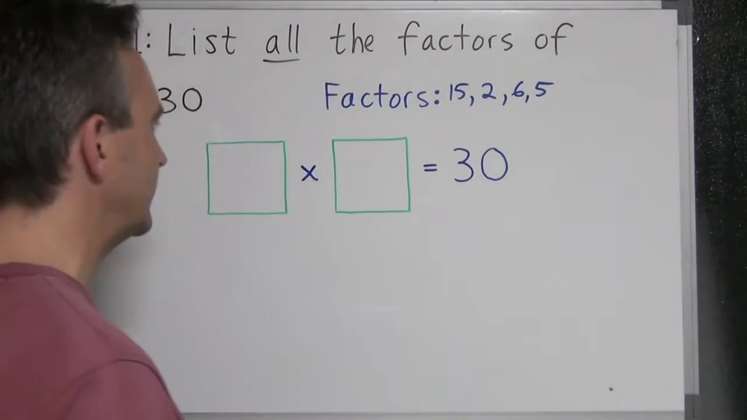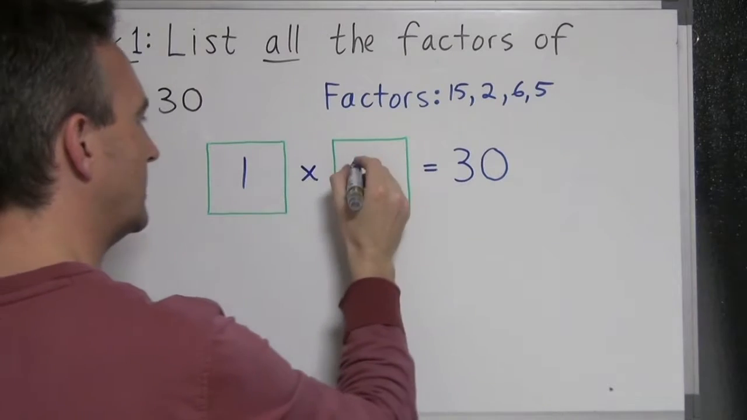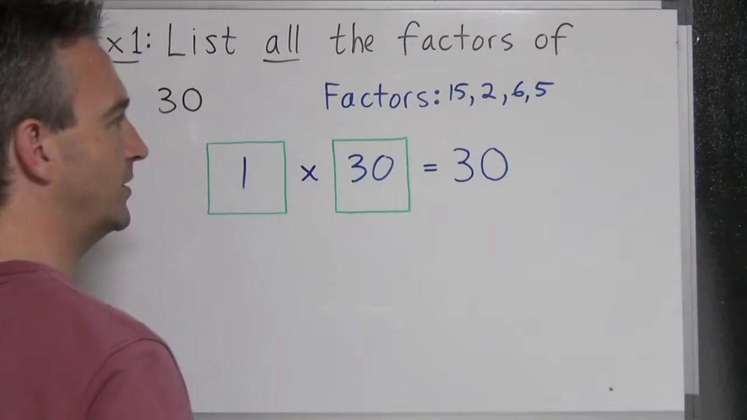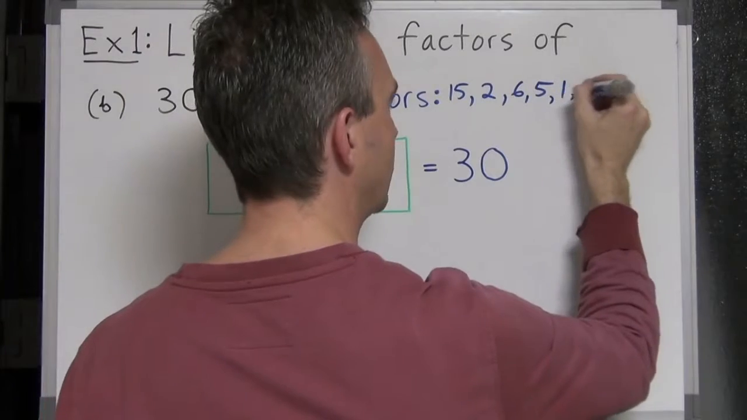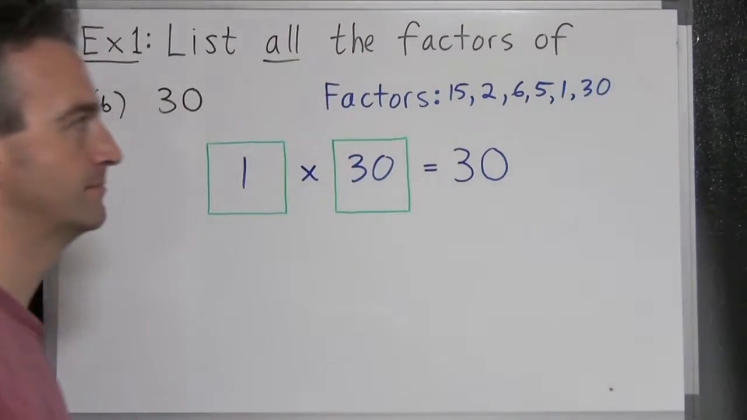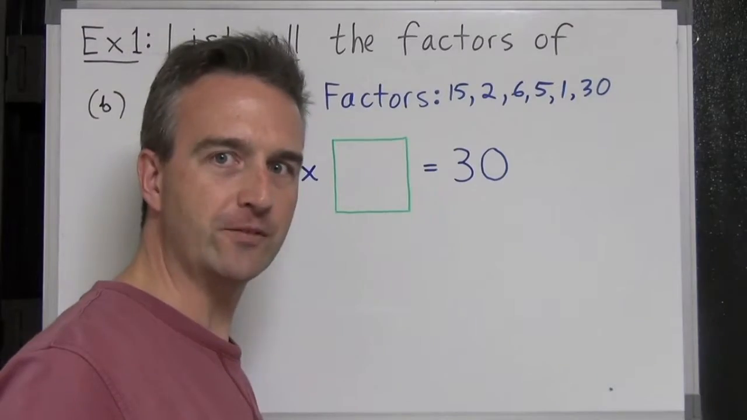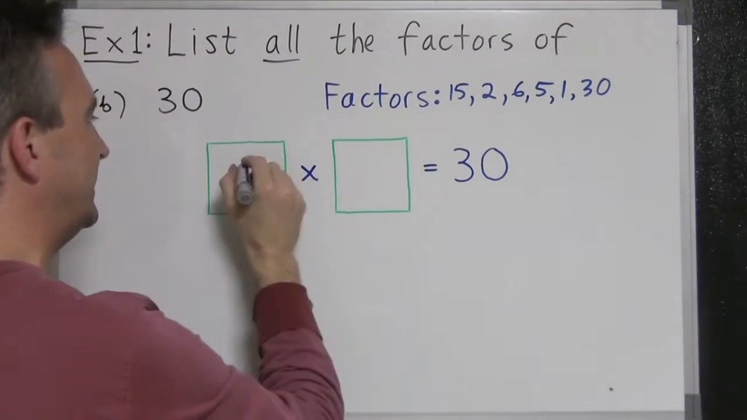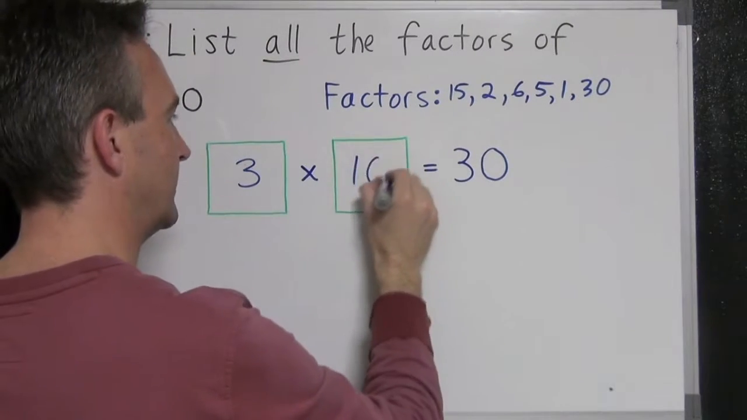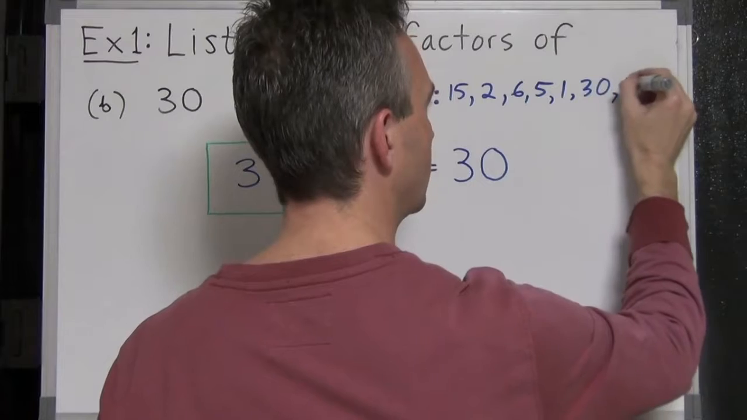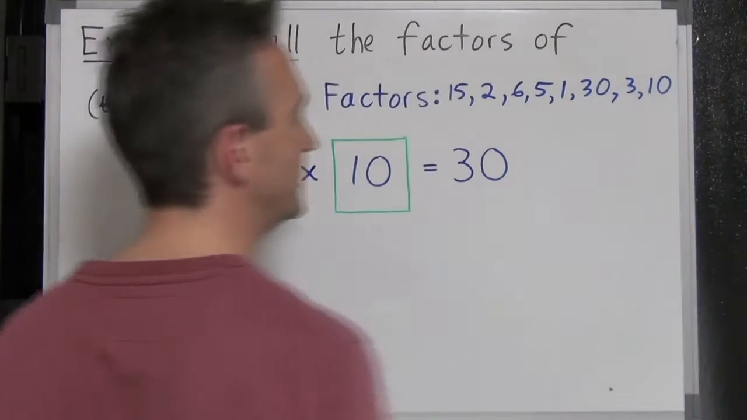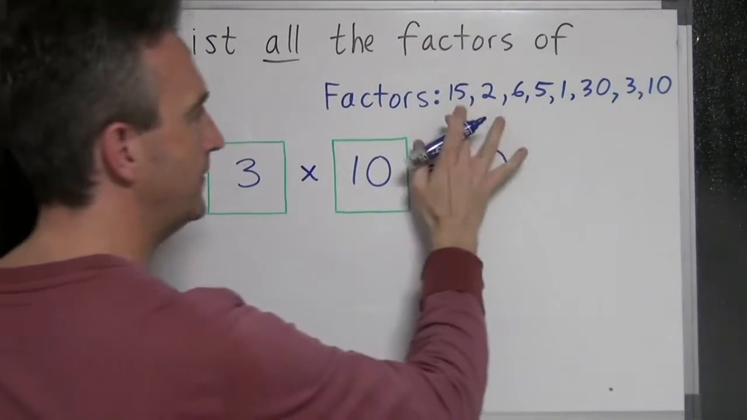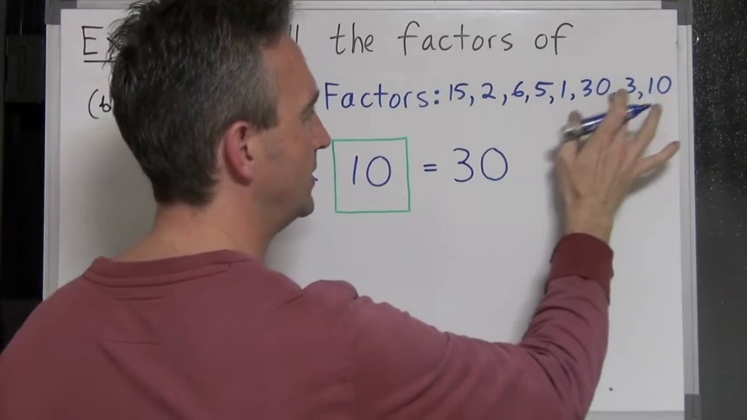I think that's about it. I guess we're going to default now to 1 times 30 is 30. Let's add those two. 1 and 30. There's still a couple more. Oh, I forgot. 3 and 10. 3 times 10 is 30. How could I forget that? Add two more. 3 and 10. So there we have all the factors of 30. 15, 2, 6, 5, 1, 30, 3, 10.